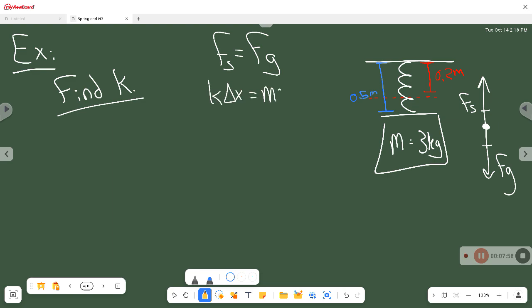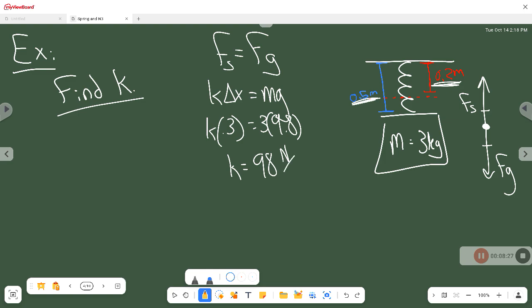Force of gravity is m times g. So I think we can start solving for this here. Delta x, in this case, it's not 0.5, it's not 0.2, but the difference between those two. It's the difference between the resting or equilibrium position and how much it's been stretched. So here, our delta x will be 0.3. 0.3k equals 3 times 9.8. So I get a k value of 98 newtons per meter.